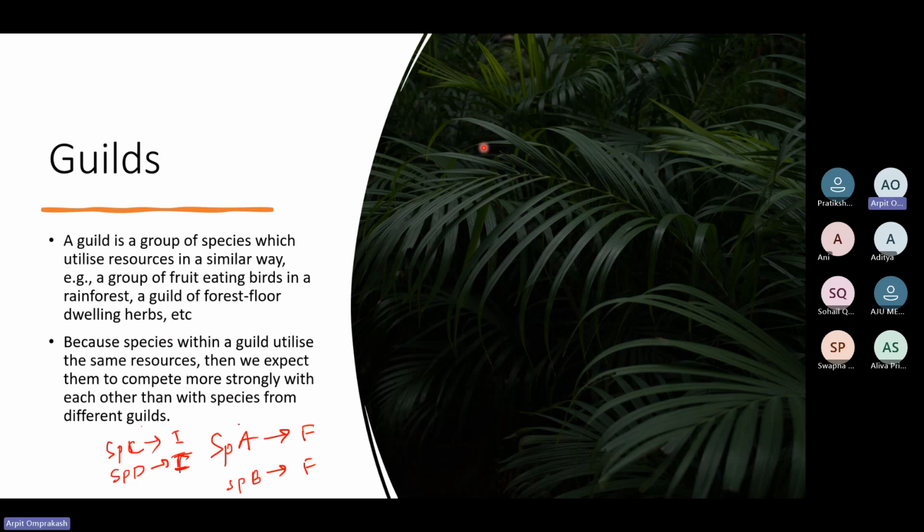And then we talked about guilds. A guild is a group of species which utilize resources in a similar way, such as a group of fruit-eating birds in a rainforest, a group of forest floor-dwelling herbs, and so on. Because species within a guild utilize the same resources, there is a high amount of competition between species in the same guild and species in different guilds.